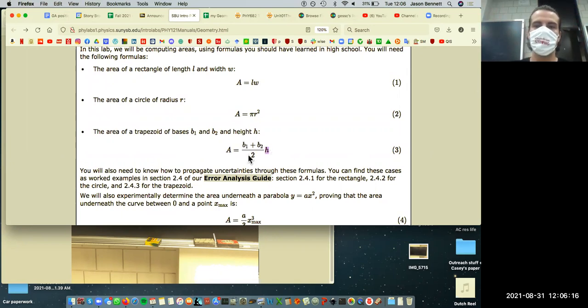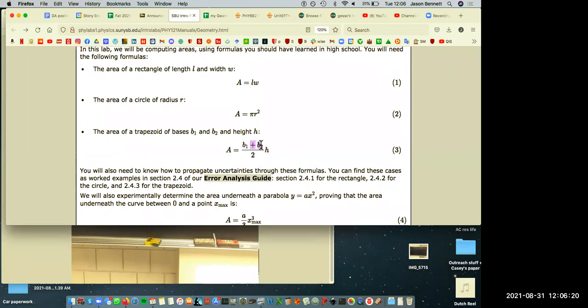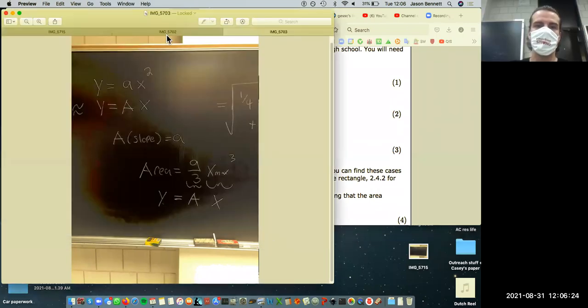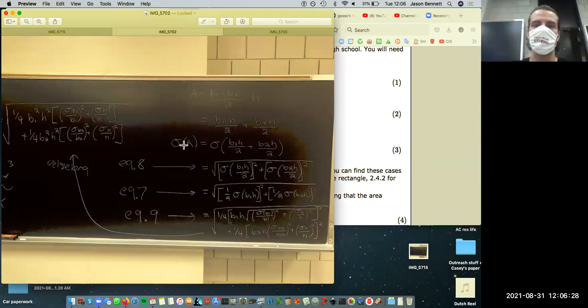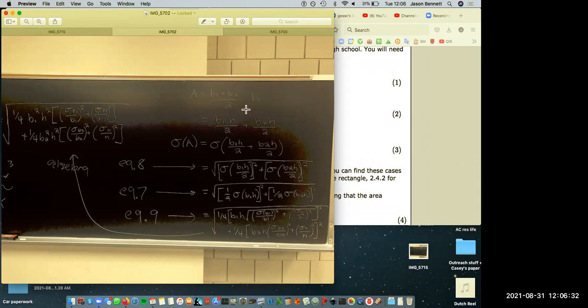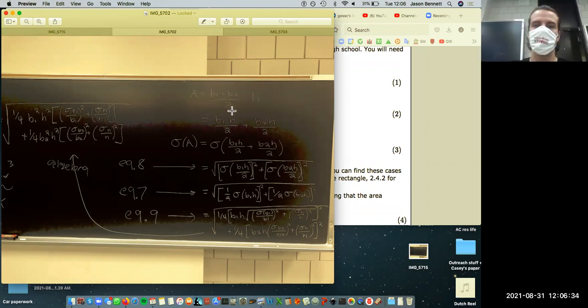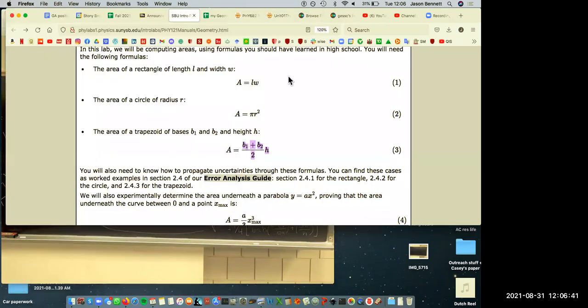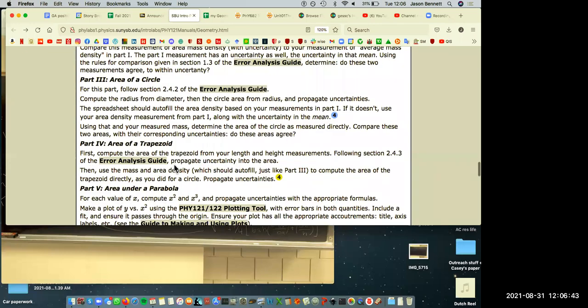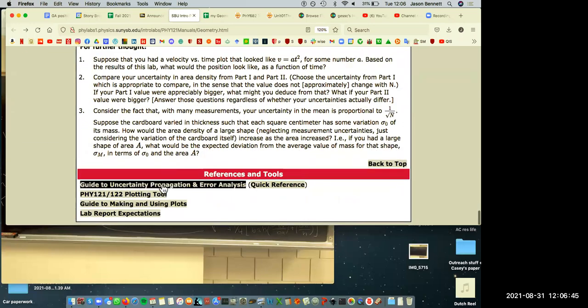So if we want to take the uncertainty of this, it's actually pretty complicated because we have three quantities that have uncertainty. So what we do is sigma is just the symbol for uncertainty. So I'm taking the uncertainty of A right here. I just did some algebra and distributed the H to each of those quantities and made it a sum. So the first thing I'm doing is taking the uncertainty of a sum. So I head over to my manual and I think it's equation 8.